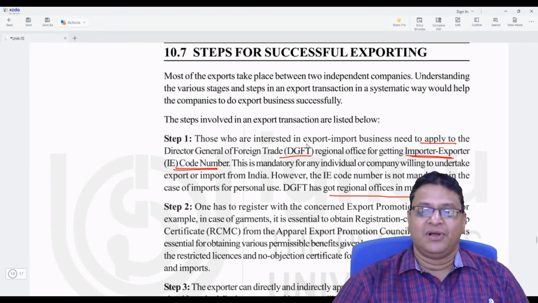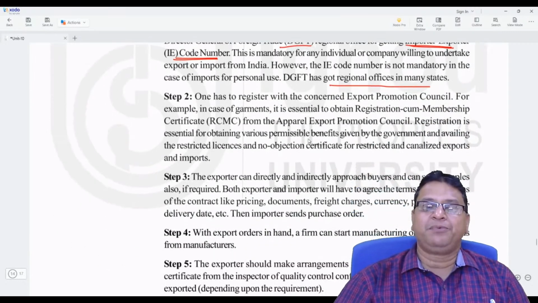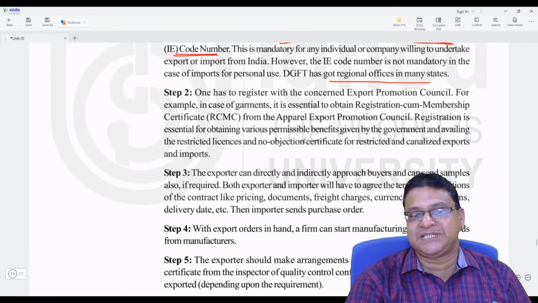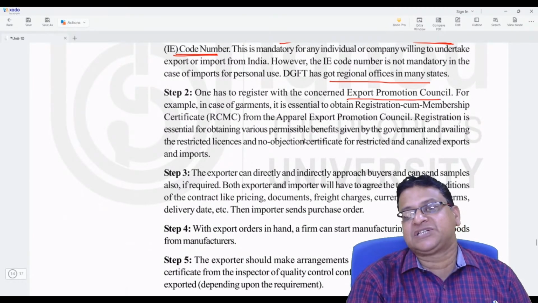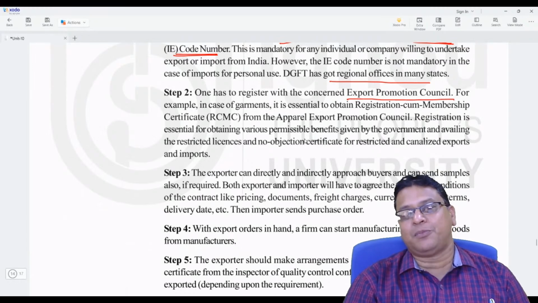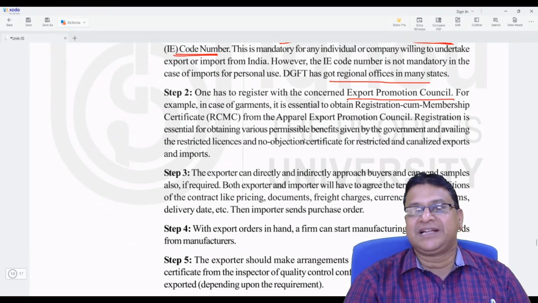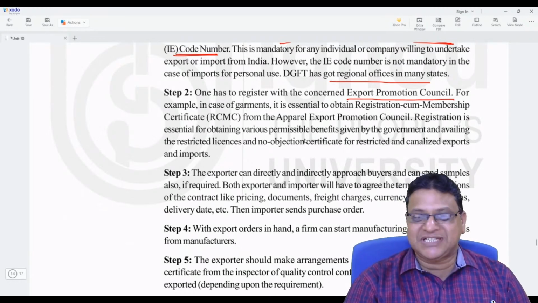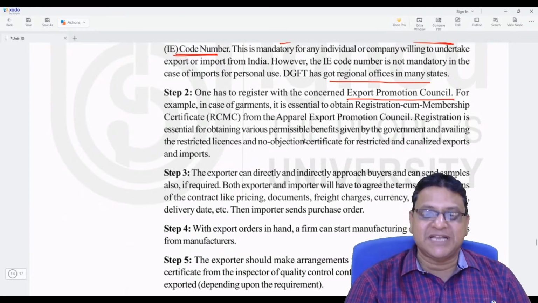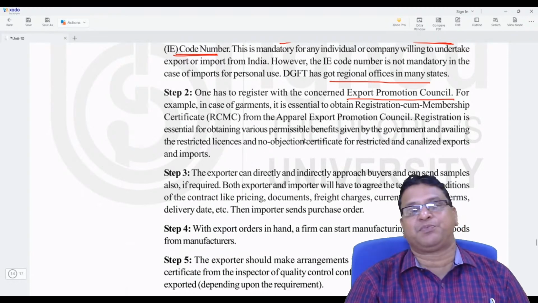Once you get the IE number, you have to register with EPC. What is EPC? It is the Export Promotion Council. It has membership. You have to register with EPC for doing international business. You will be a registered exporter.